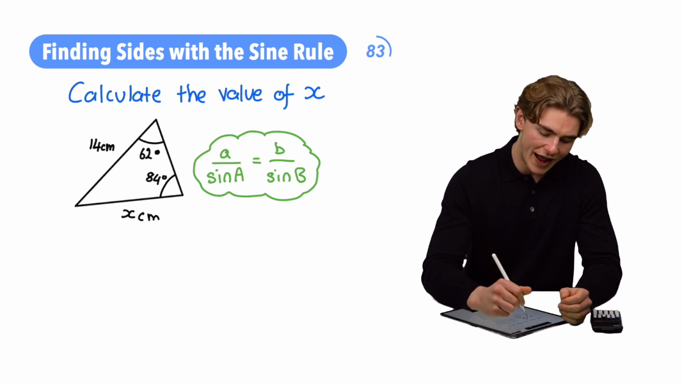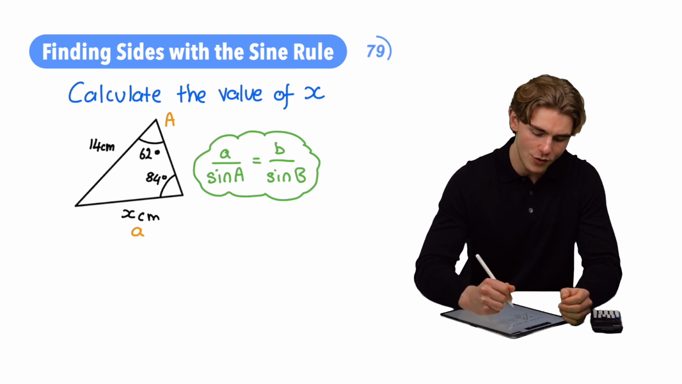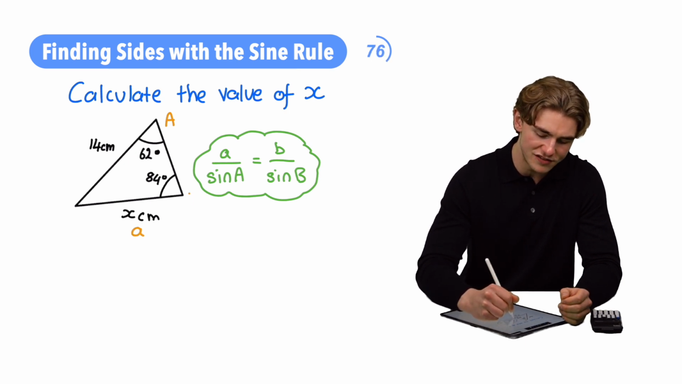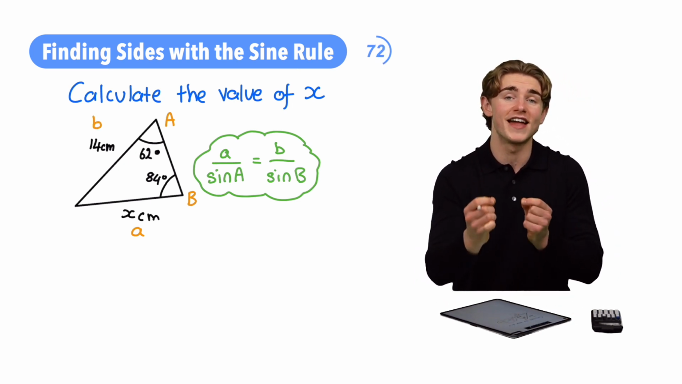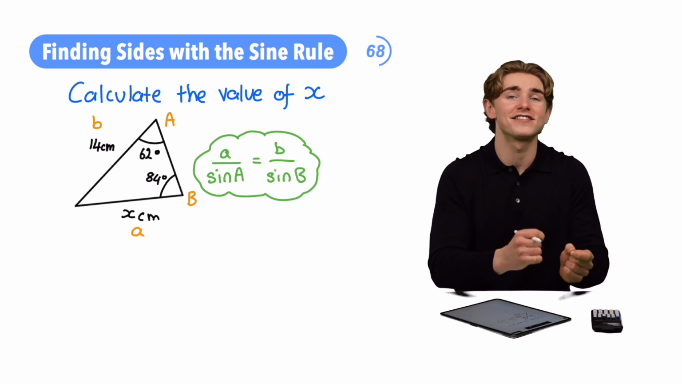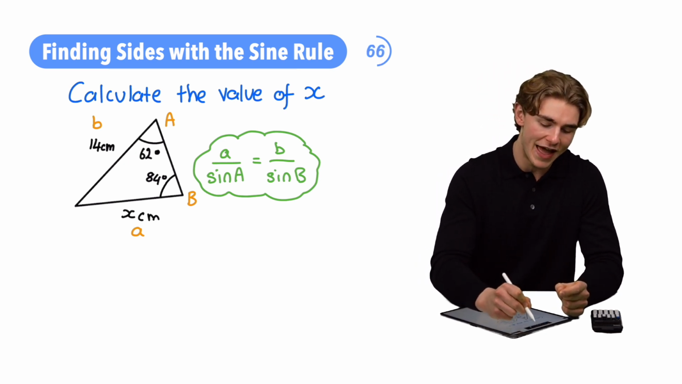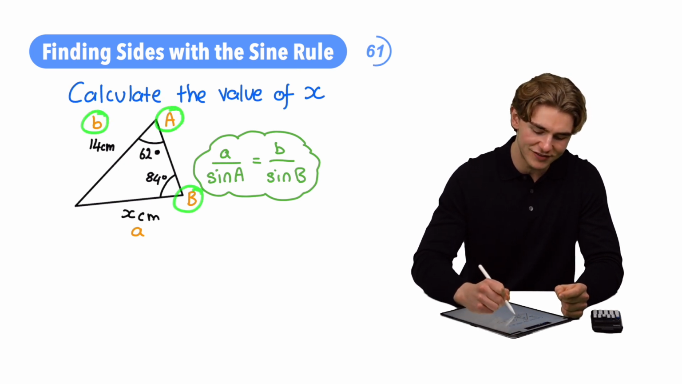What are we going to have? We're going to have 62 degrees as uppercase A and the opposite side length as lowercase a. We're going to have 84 degrees as uppercase B and the opposite side length as lowercase b. It doesn't matter which angle is A and B, but we have to make sure that the angles are the uppercase letters, the side lengths are the lowercase letters, and they're in pairs of opposites, where uppercase B is opposite lowercase b and uppercase A is opposite lowercase a.